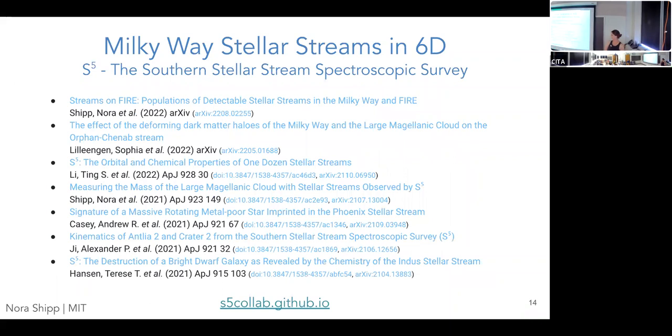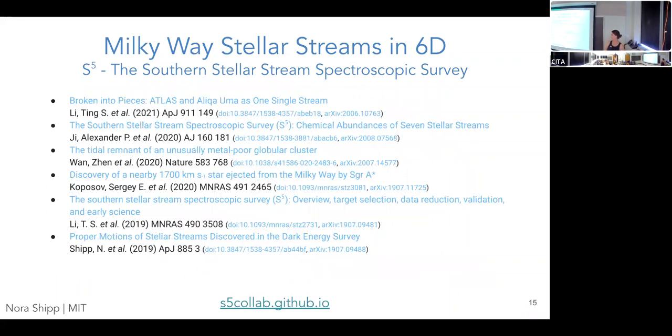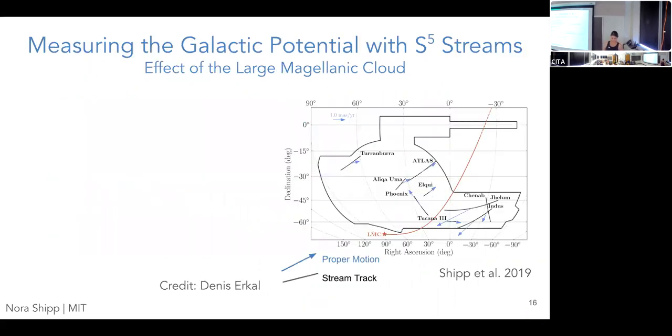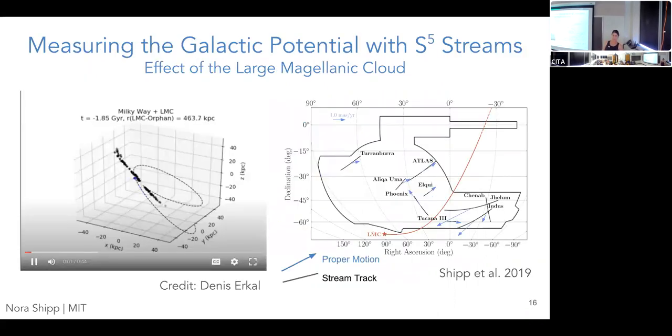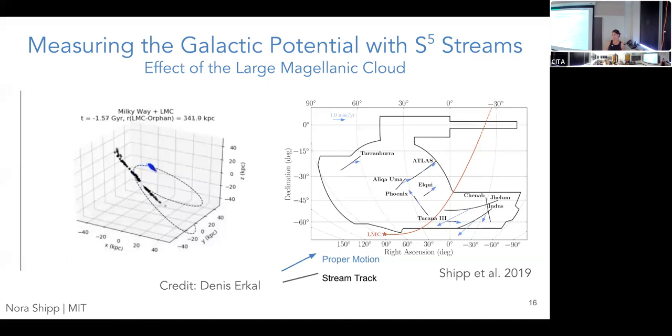Here's just a list of many of the S5 papers I don't have time to talk about, but I mentioned we have some interesting ones on stream perturbations, on really low metallicity stellar streams. But I do want to take just a minute to talk about one of our primary science goals, which is measuring the galactic potential.